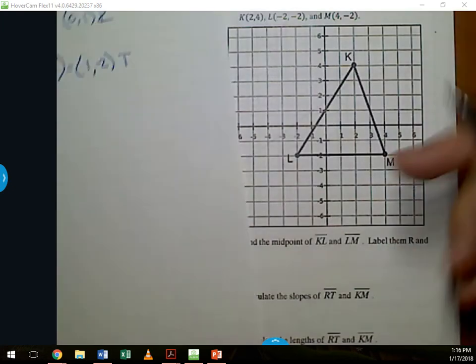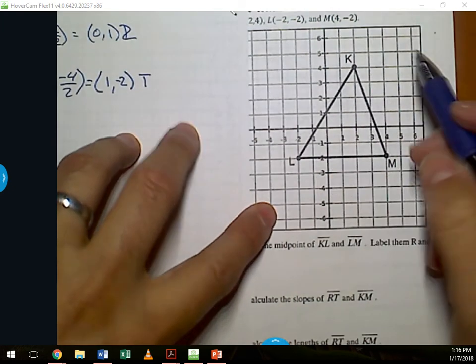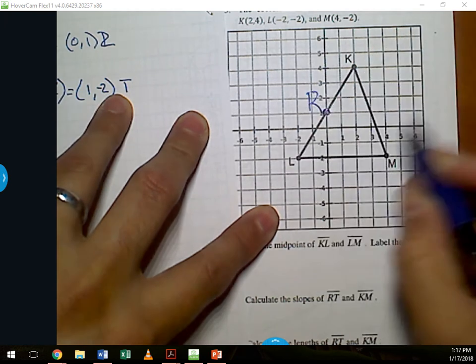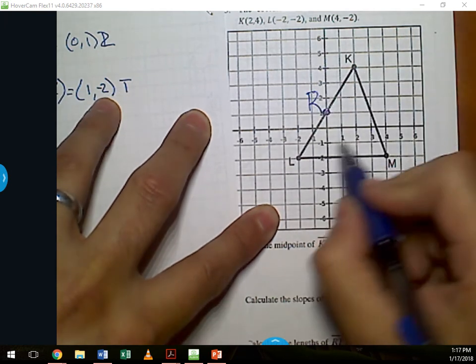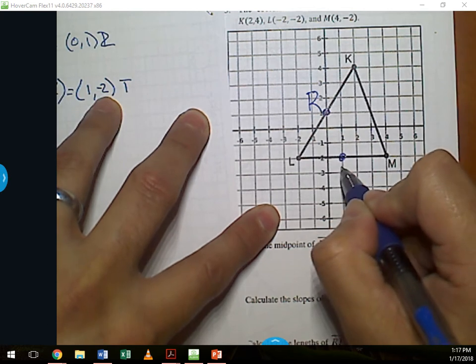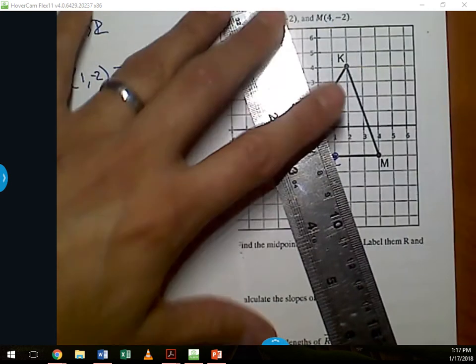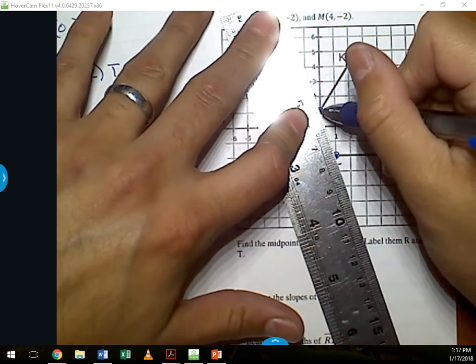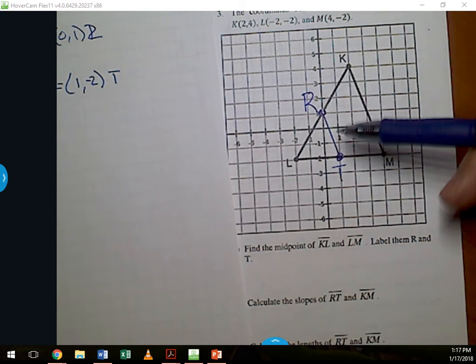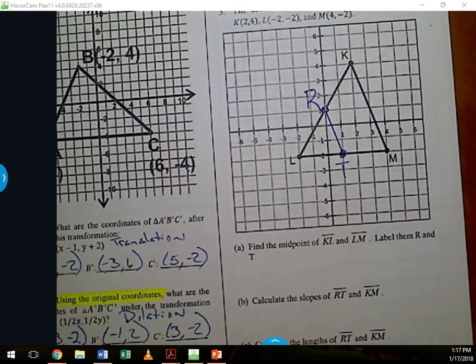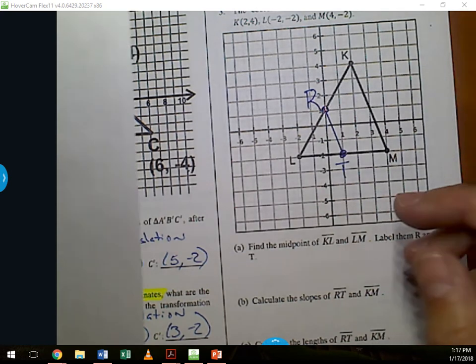So let's go ahead and put those on my graph. So R is at 0, 1, and T is at 1, negative 2. And I'm going to connect my dots. There we go. Now, I have that done. Okay, so part A is done. Now let's take a look at part B. Calculate the slopes of RT and KM.